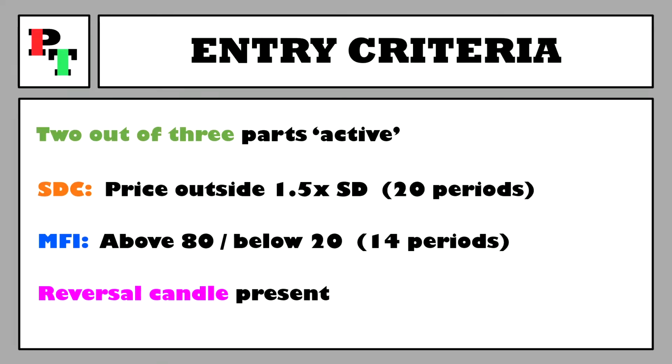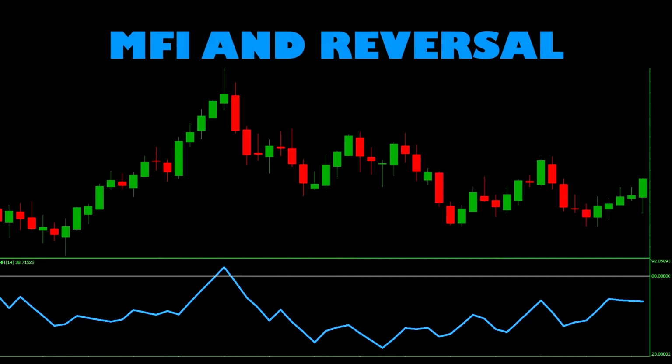Let's just take a look at these entry signals with the 3 different combinations of 2 parts that could get us into a trade. So here we have the money flow index in tandem with a reversal candle. That's where the MFI is overbought, activating it for a sell trade, and up there we can see the bearish reversal candle. That means we don't need to check the SDC. We've got 2 of our 3 parts telling us that a reversal should be due. So from these signals, we'd enter into a sell trade.